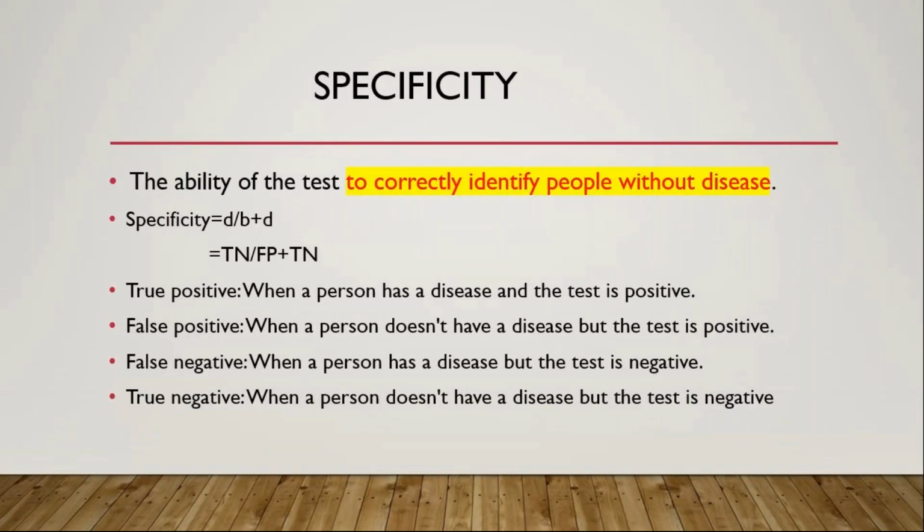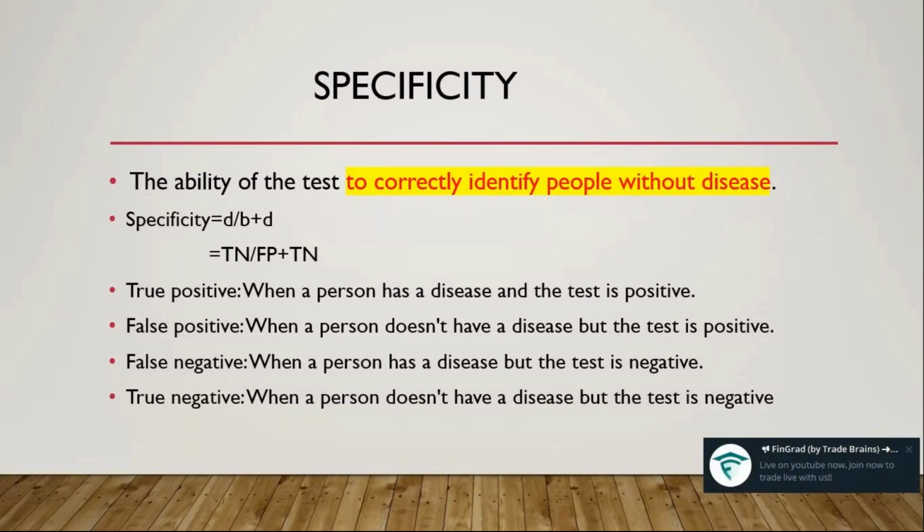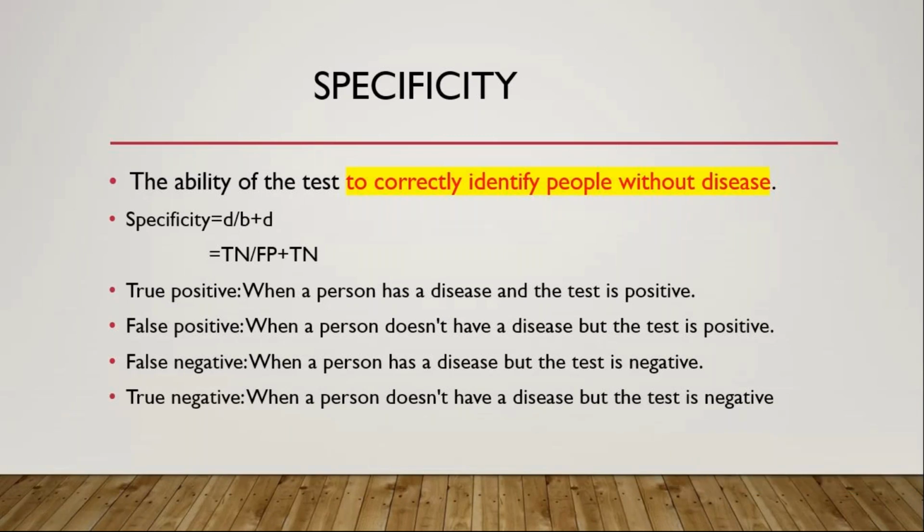Now the next is specificity. Specificity is the ability of the test to correctly identify people without disease. So it is to identify people who do not have the disease. So specificity is D upon B plus D. Again make a 2 by 2 table.